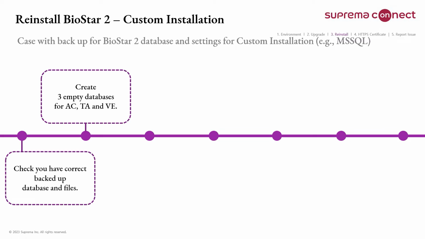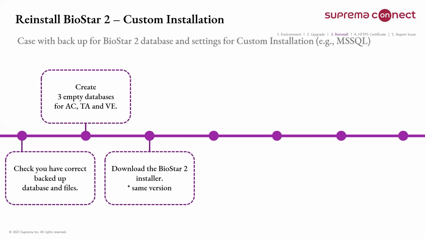Next, connect to the Database Management Studio and create 3 empty databases. This operation is the same as when installing BioStar 2 newly. Even if the existing database exists, you must create 3 new empty databases. Download the BioStar 2 installer.